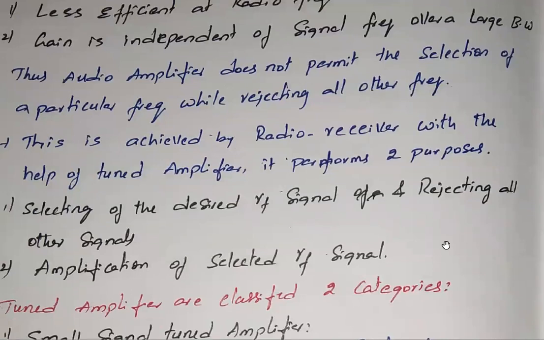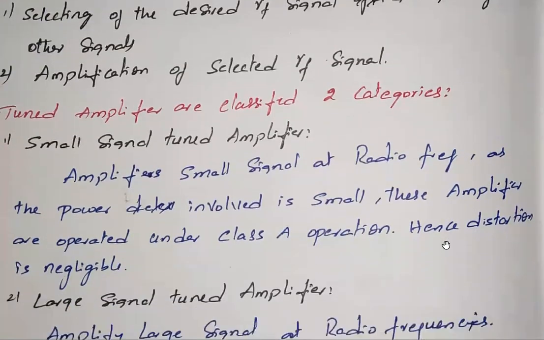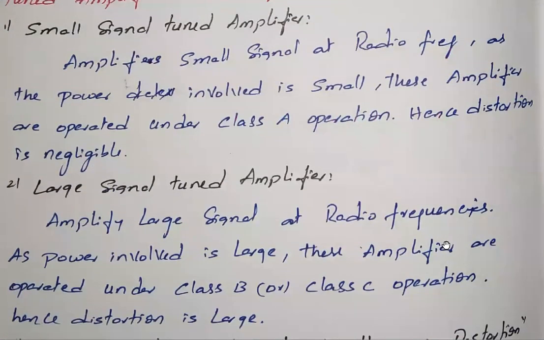Okay, and we have classified the tuned amplifiers into two categories: small signal tuned amplifiers and large signal tuned amplifiers. Here we have stopped. We will verify what a small signal tuned amplifier is.